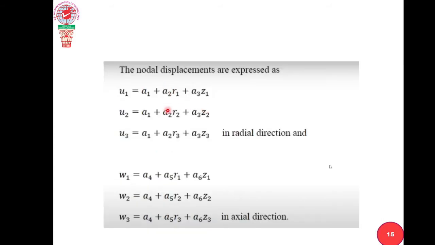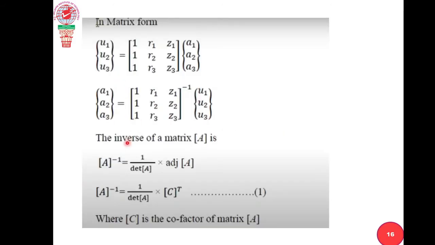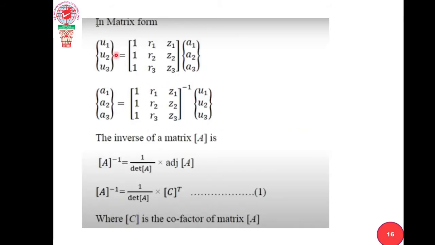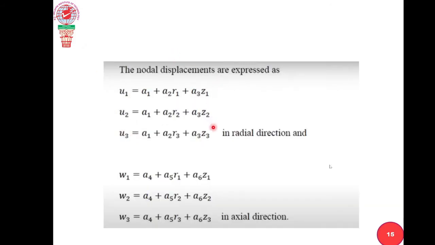Okay. So this is the total nodal displacement along radial and axial direction, u1, u2, u3, w1, w2, w3. Now we are going to express it in the form of a matrix. How? First you take the radial direction matrix, nodal displacement in the radial direction. We express it in matrix form like this: u1, u2, u3 is equal to [1 r1 z1; 1 r2 z2; 1 r3 z3] into a1, a2, a3. If you multiply, you will get the same equation, isn't it?